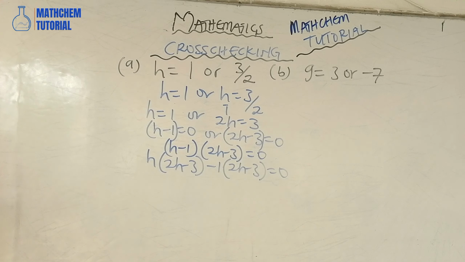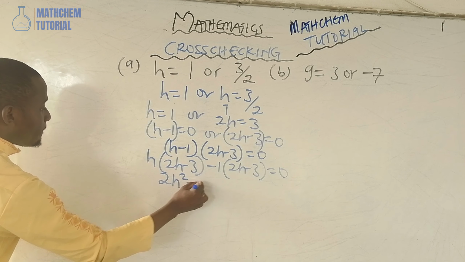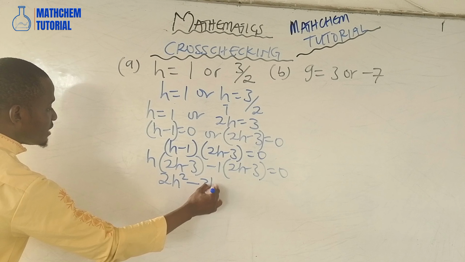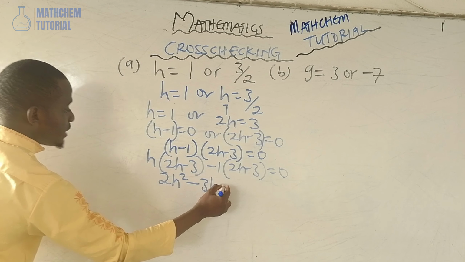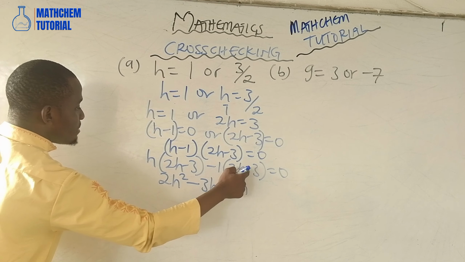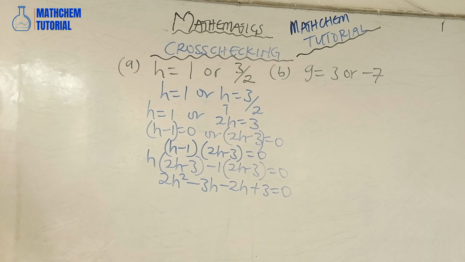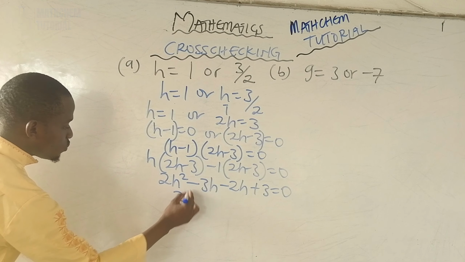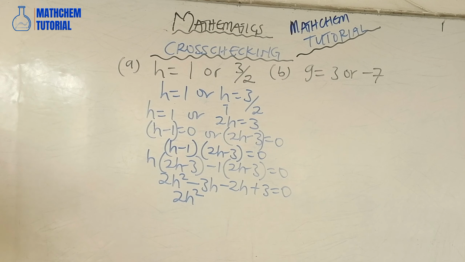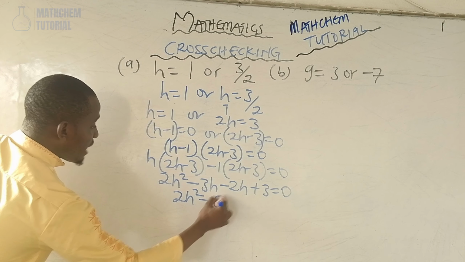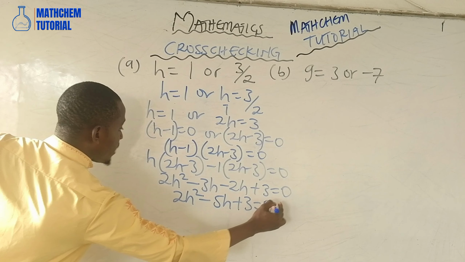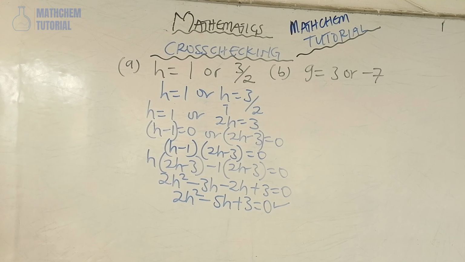So now multiplying h with this value here and multiplying minus 1 with this value here, that will be 2h square minus h times 3, which is 3h, minus 1 times 2h, that gives minus 2h, minus 1 times minus 3, that gives plus 3 equals to 0. And solving this completely, that will be 2h square minus 3h minus 2h, that gives me minus 5h plus 3 equals to 0. You can actually see that this was the equation we were given earlier. Now let's do the B part as well.